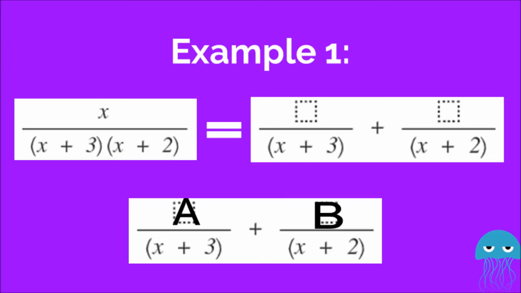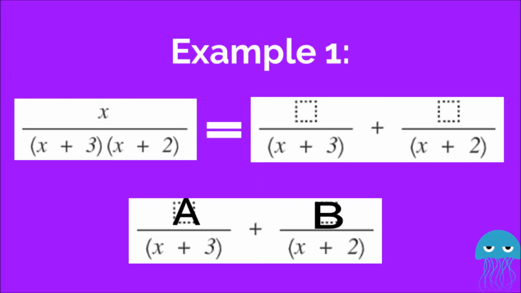Now, let's look at an example. In this example, we have x divided by the quantity x plus 3 times the quantity x plus 2. Now, what you need to do is completely ignore the numerator and only pay attention to the denominator. If the denominator is completely factored, you need to break up the distinct linear terms. In this case, we have two distinct linear terms, x plus 3 and x plus 2, and break them into two separate fractions with nothing in the numerator. And make sure to add them. Adding them is essential. You cannot do anything except add these.